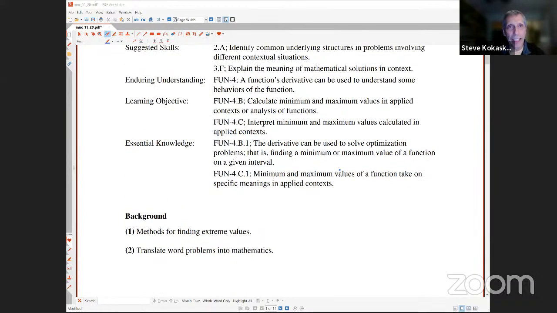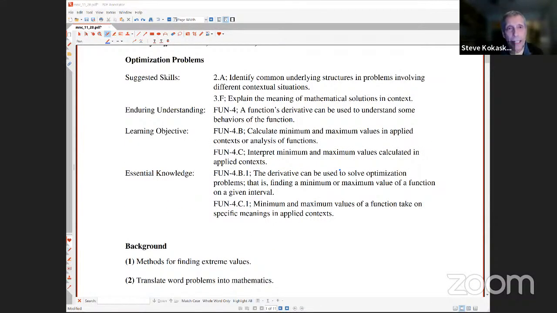Thank you, Curtis, for your patience. So we're going to talk about some optimization problems this evening. As usual, we've given you the skills, enduring understanding, learning objectives, and essential knowledge statements from the AP Calculus CED that might help you prepare some lesson plans. For tonight, a little bit of background: the first thing is methods for finding extreme values. We've actually talked about a couple of those already on some Monday Night Calculus sessions. When I get to the first example, I'm going to talk about three possibilities here, but I am going to be a little loose and leave some of the justifications open for teachers to work on.